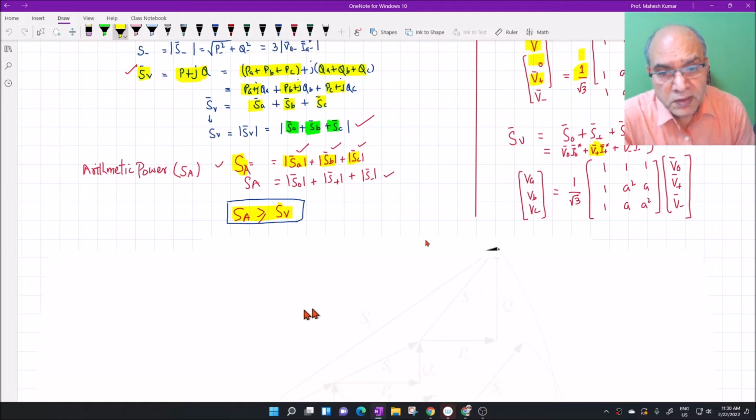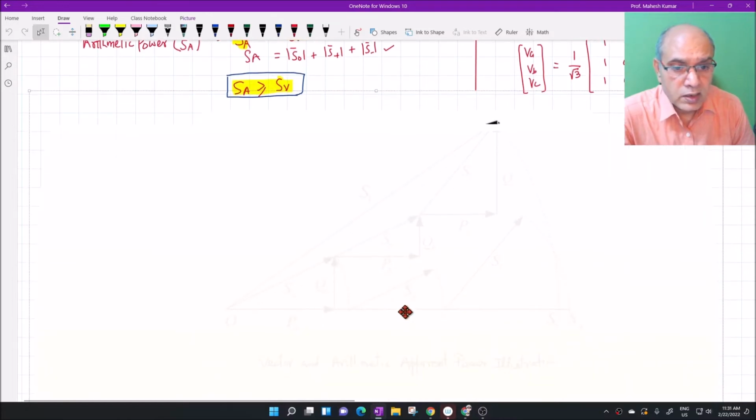Why is it so? Because we are taking the mod of individual sequence powers or individual phase powers. But here we are adding each phase's complex power. This is a phasor sum. This is the arithmetic sum. Now this can be very well understood by this diagram.